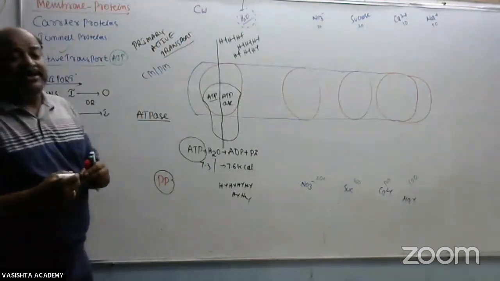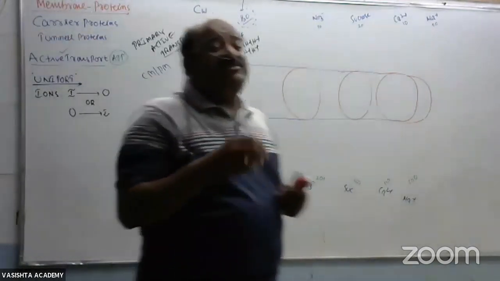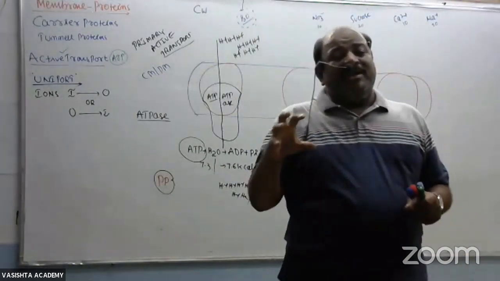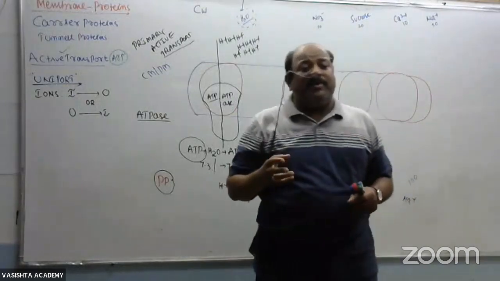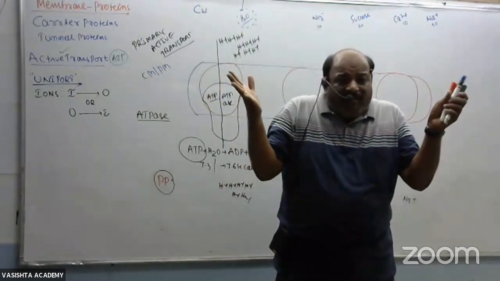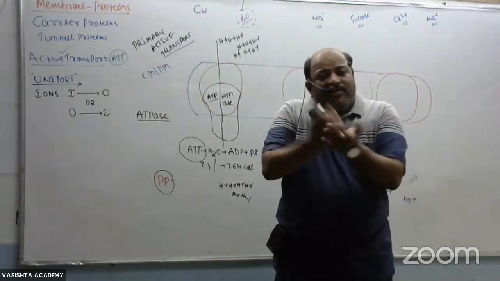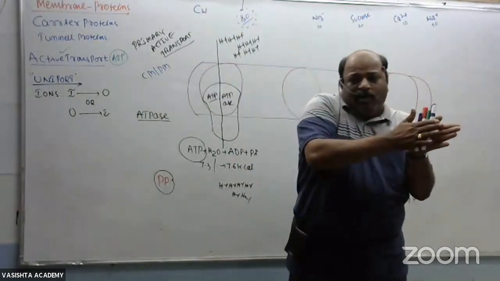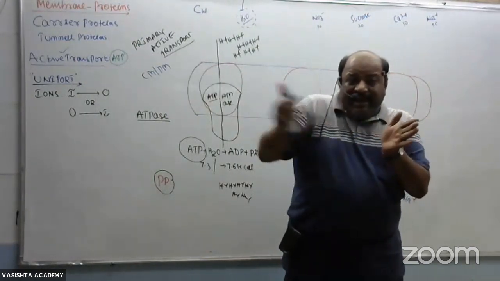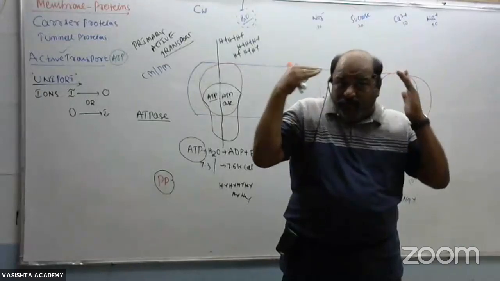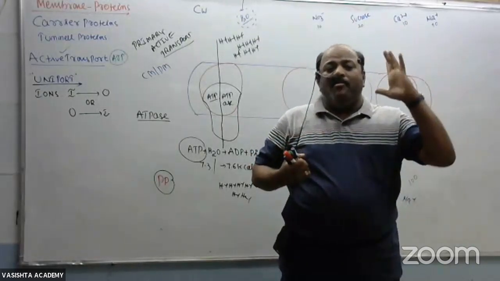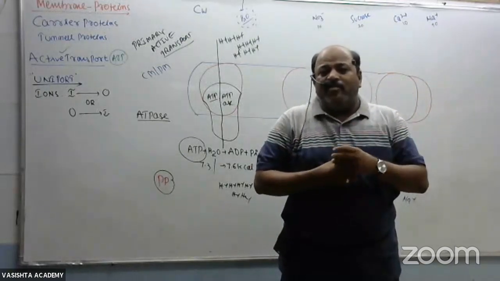Primary active transport. What is the tendency of these protons? These protons are involved in the metabolic system. They are involved in the formation of ATP. They move from one cell to another cell. They always move from high concentration to low concentration. But here they are utilizing the ATP molecule through the carrier protein.